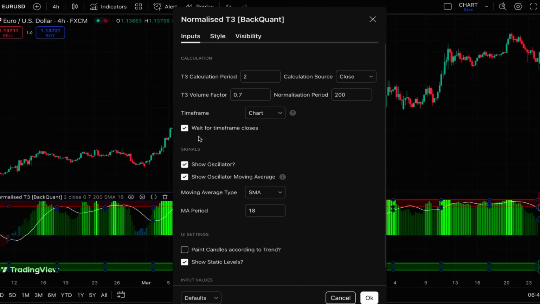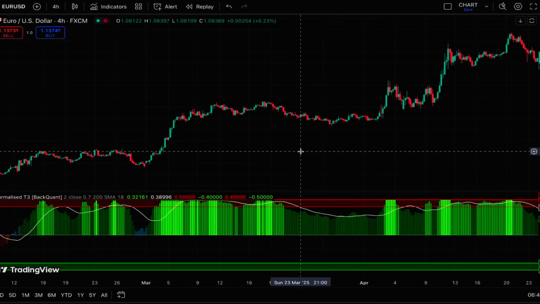Here for signal line, which is this white line that I just explained, the moving average type is set at simple moving average by default with length of 18, and here there is a list of different types of moving averages to choose, but I prefer simple moving average because I don't want to have a too responsive signal line, and a simple moving average is a good choice. Alright, now let's see how we can use this indicator for trading.